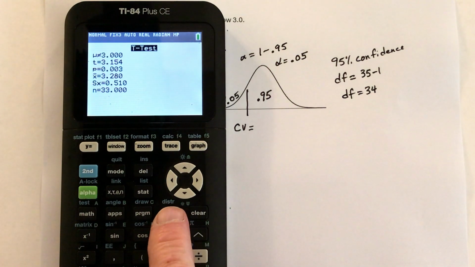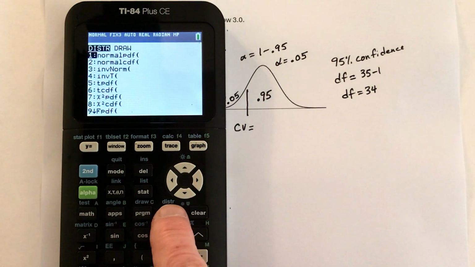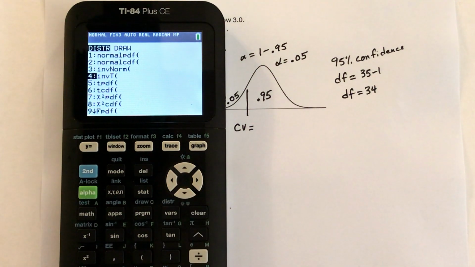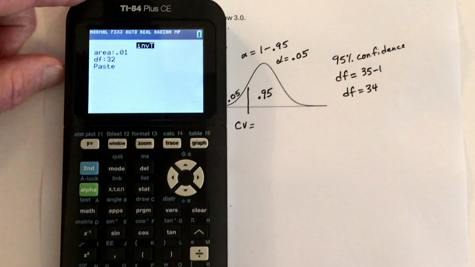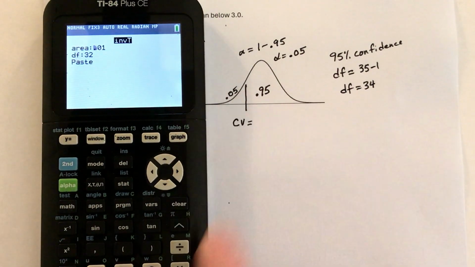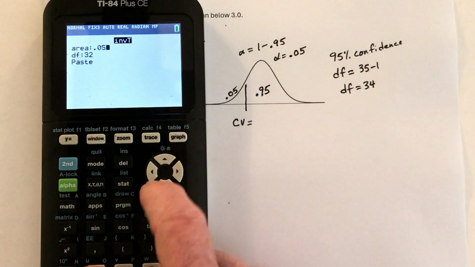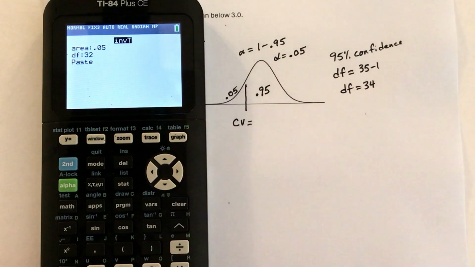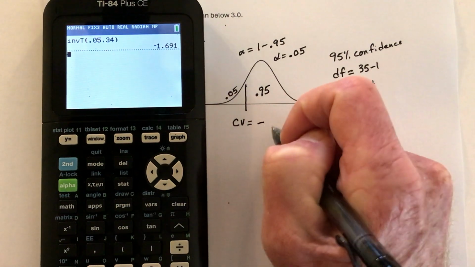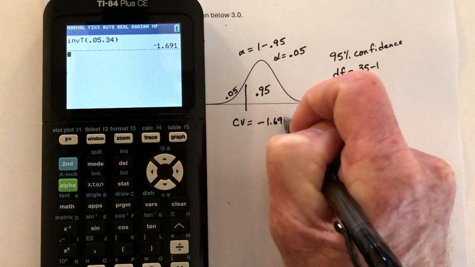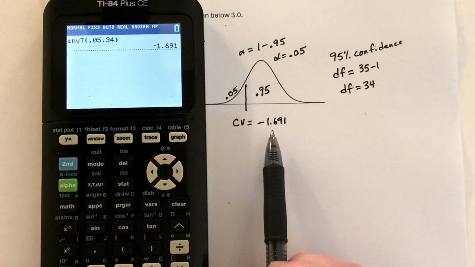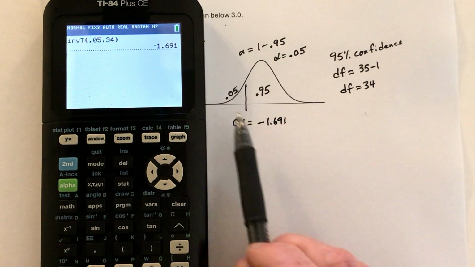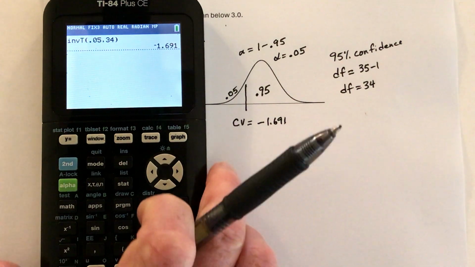So use distribution, second distribution, and this is the t, so that's going to be number 4. And the area is 0.05. Degrees of freedom is 34. And then paste and hit enter. And it says this critical value is negative 1.691. So to prove anything, our test statistic is going to have to go past a negative 1.691.